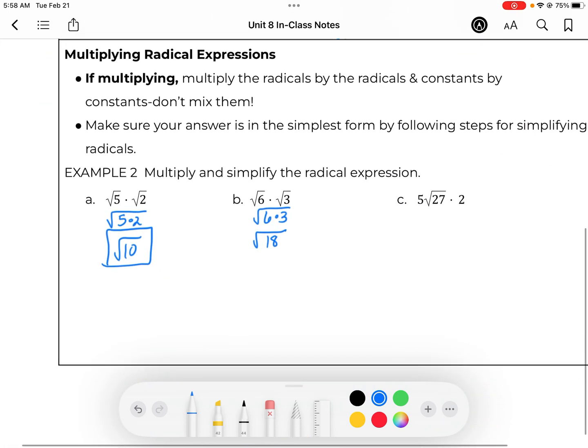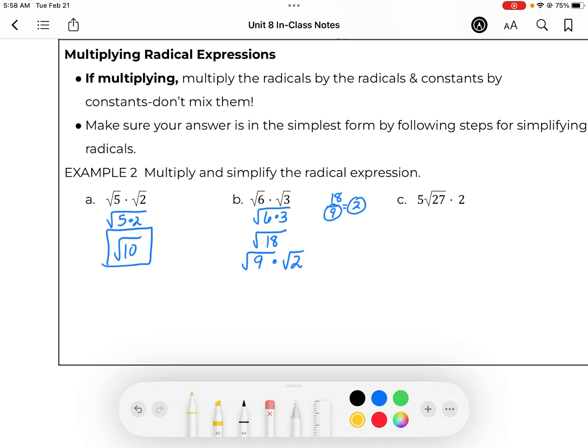But I also want to see if it can be divided by any of those numbers off that list of perfect squares. You should recognize that 18 can be divided by 9. 18 divided by 9 is 2. So I can split the square root of 18 into the square root of 9 times the square root of 2. The square root of 9 is a perfect square. So that means I can get the square root of 9 is 3. And then I leave my root 2 after that, and so my answer is 3 radical 2, or 3 root 2.